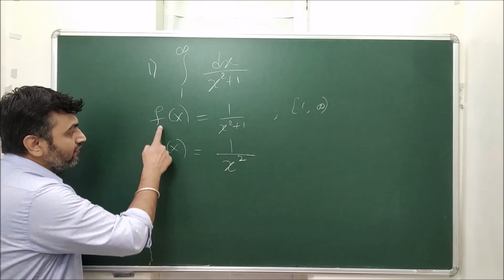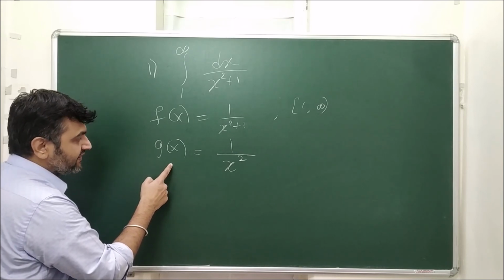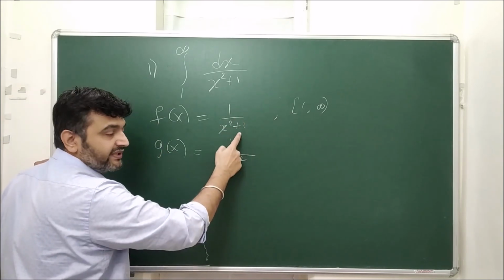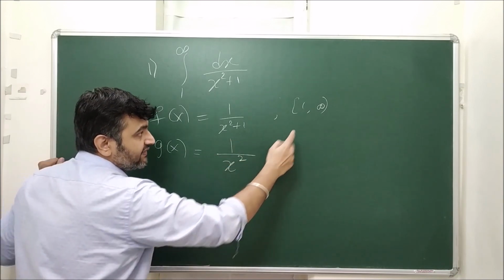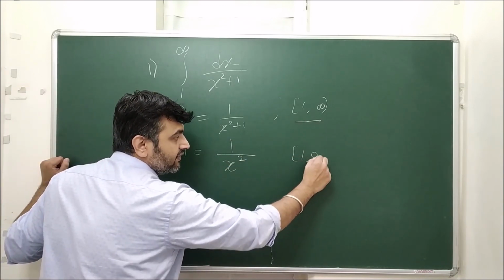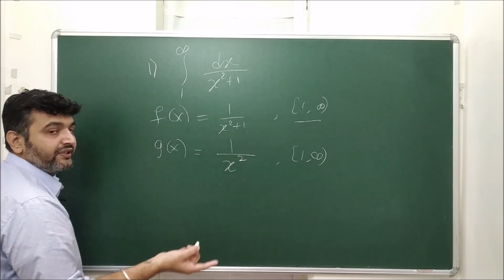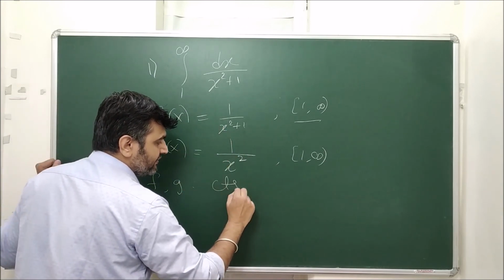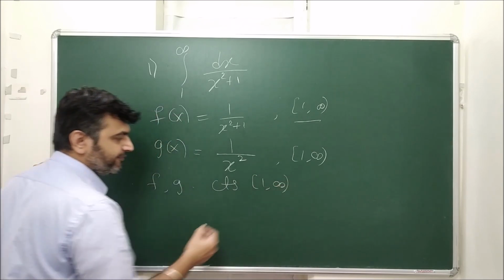So now, if this is my f and g, are f and g continuous? Yes, because the numerator is continuous, the denominator is continuous, and the denominator is never 0 over this interval. So the ratio of two continuous functions is continuous, and therefore f and g are continuous on 1 comma infinity.